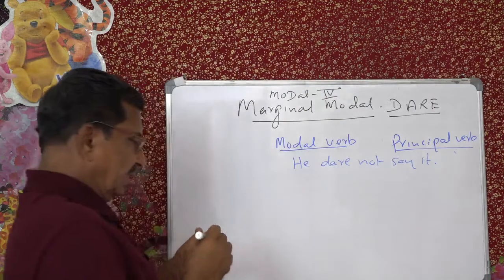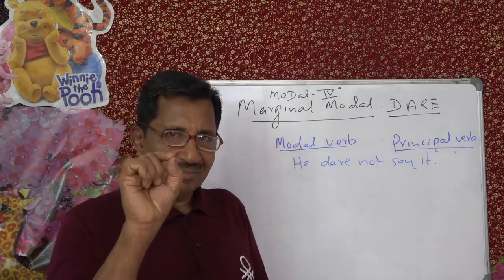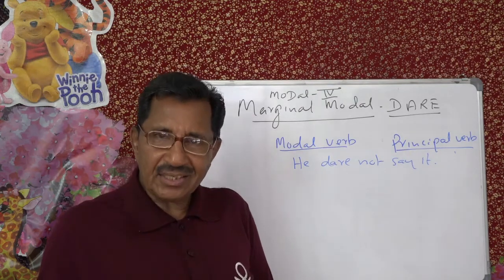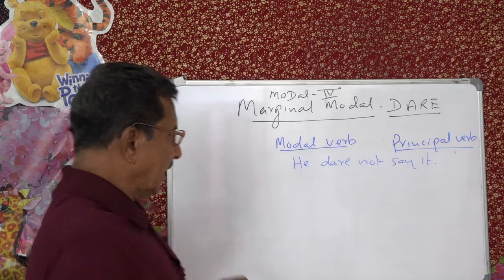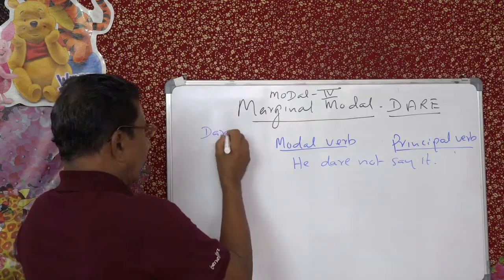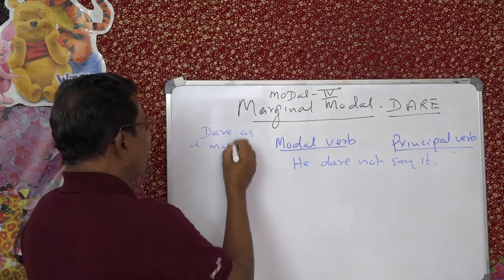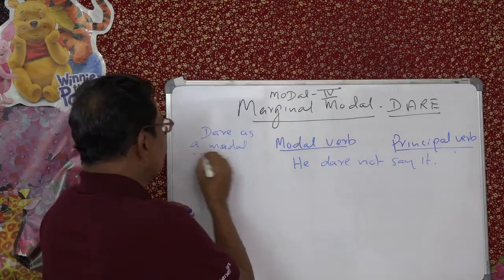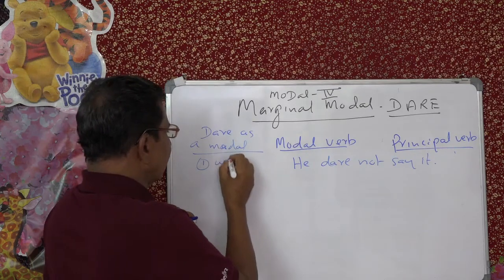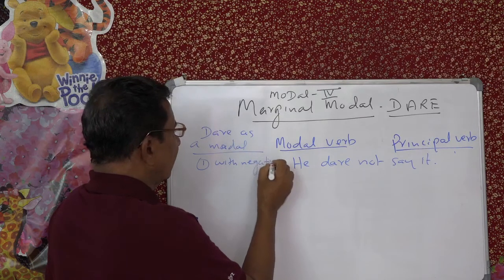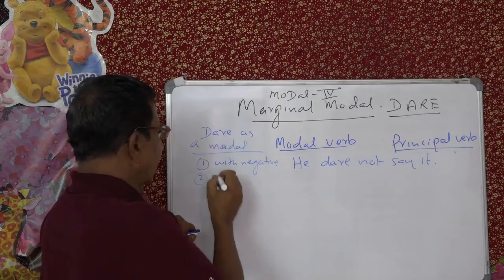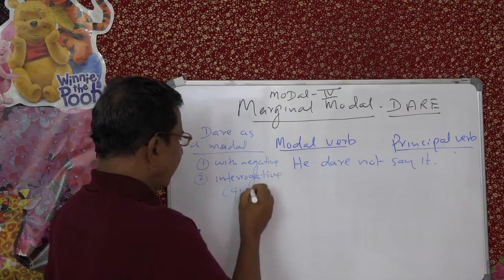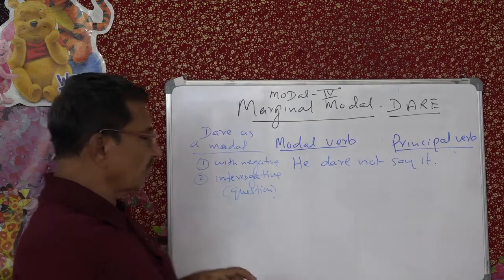So with the negative, one restriction or limit is that dare as a modal is usually used with negatives and for questions. What are the limits? One, it is used with negatives, meaning not. And two, it is used in interrogatives, meaning questions.